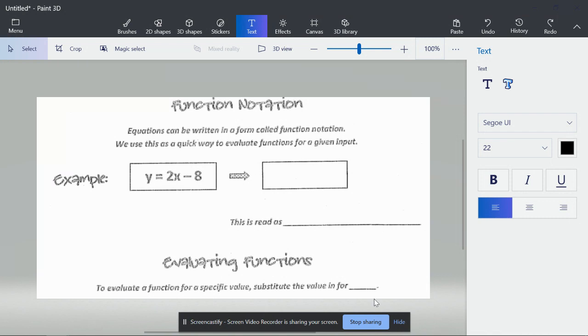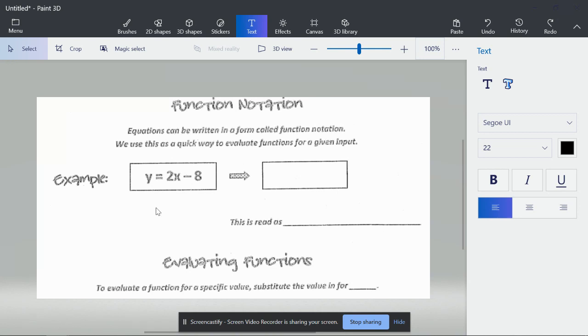So this is the top chunk of our guided notes packet. It should be almost the last page in your packet. It says function notation at the very top, like my screen is showing you here. And we're just going to fill in a couple little notes, and then the next video we're mostly going to do some examples. So we're talking about something in this video called function notation, which is basically just a different way to write an equation.